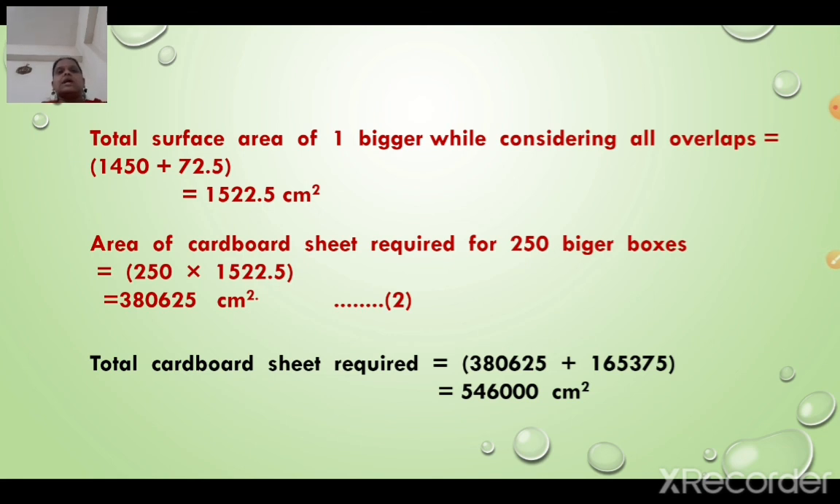The total cardboard sheet required means what here? Including smaller boxes and bigger boxes, both the boxes together. What answer will you get? 3,80,625 plus 1,65,375. So total will be 5,46,000 centimeters square, the total cardboard area. Correct? Now let us find out the cost.